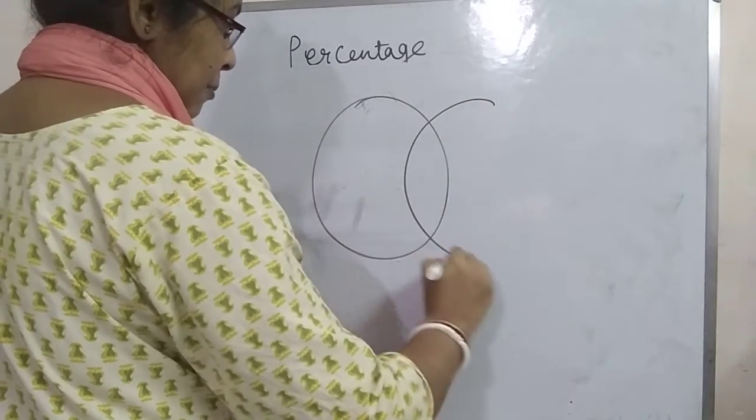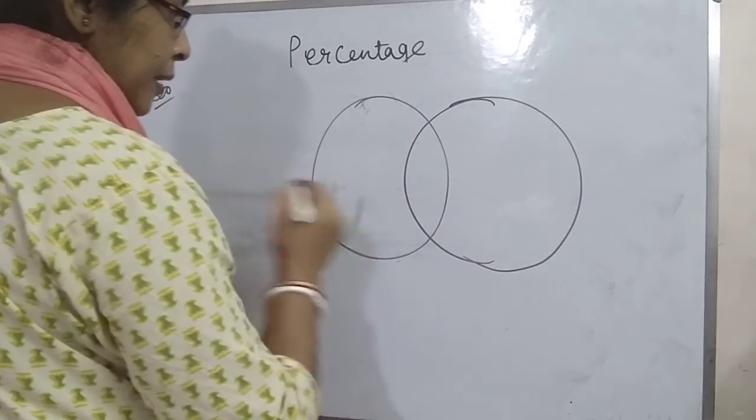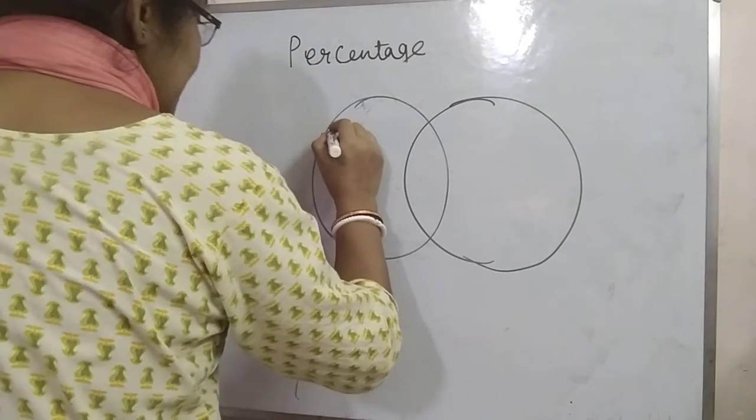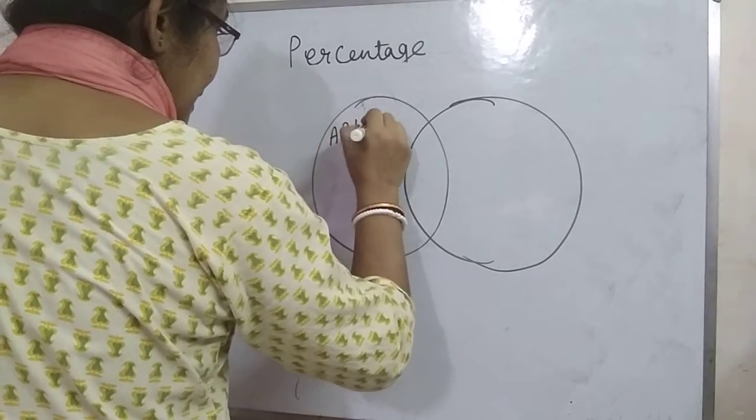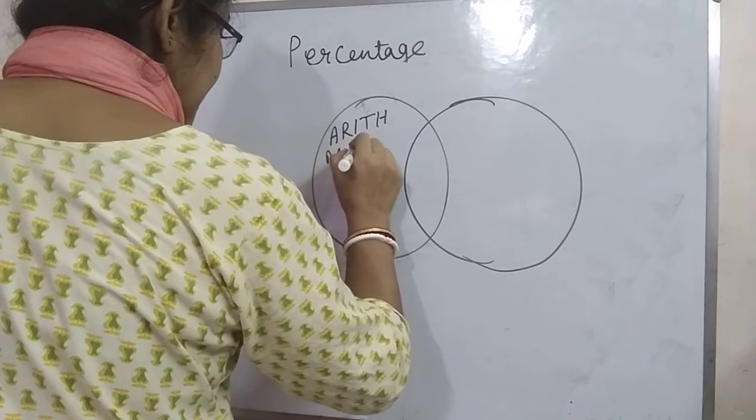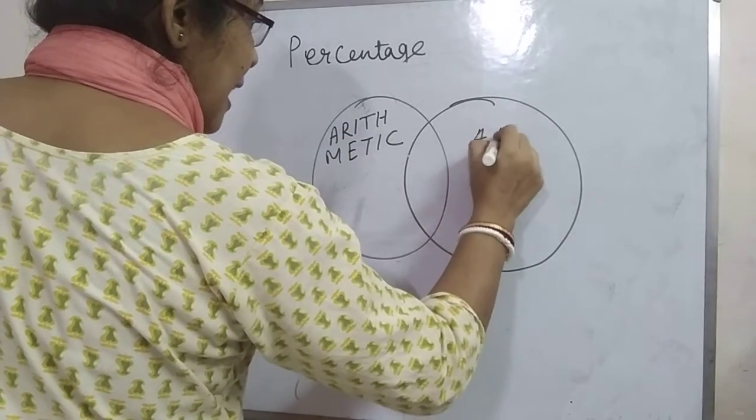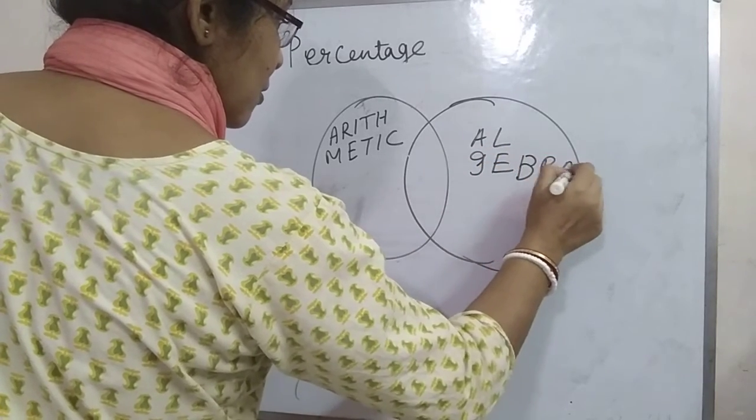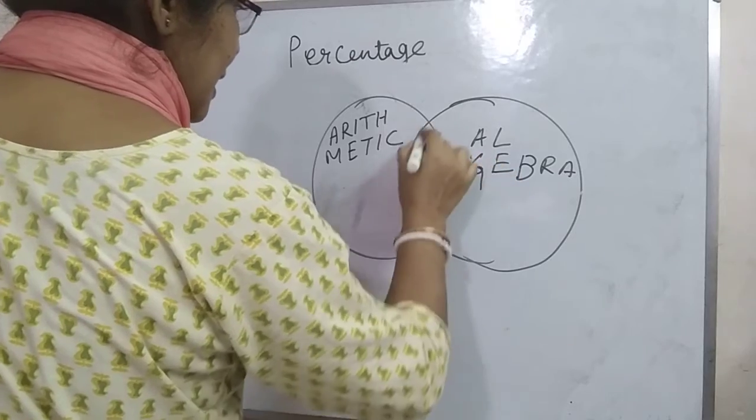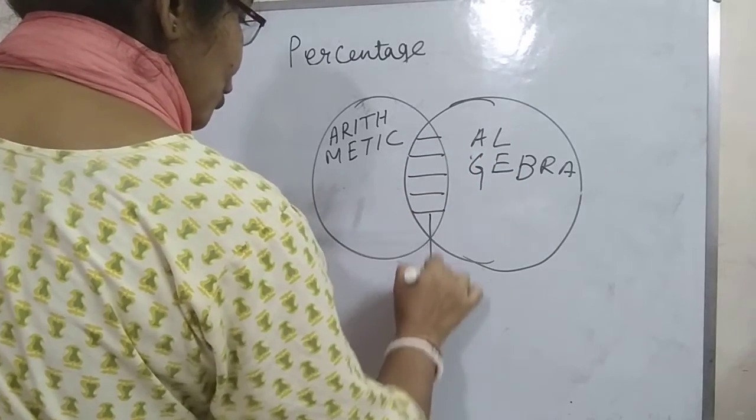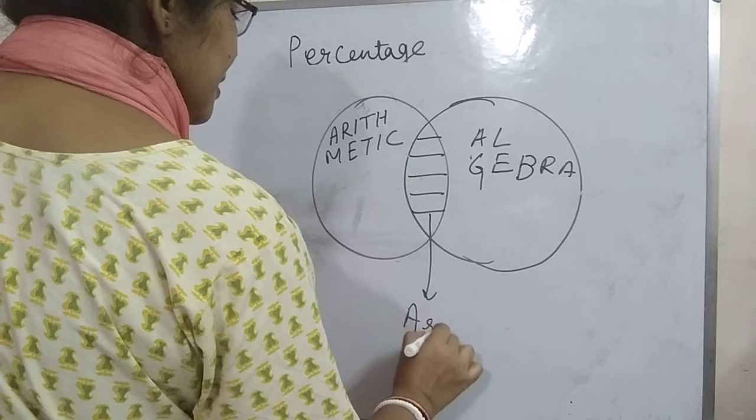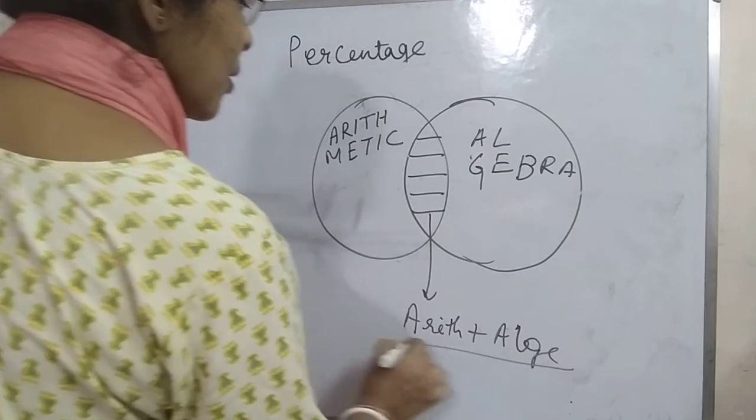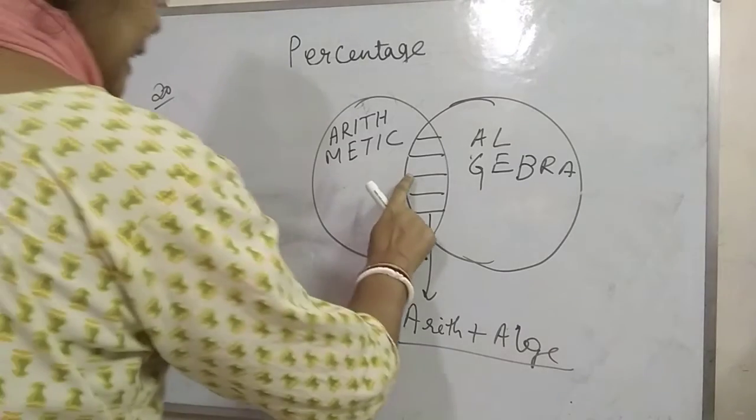This is the Venn diagram. This is the arithmetic portion. This is the algebra portion. This portion is common to arithmetic plus algebra.